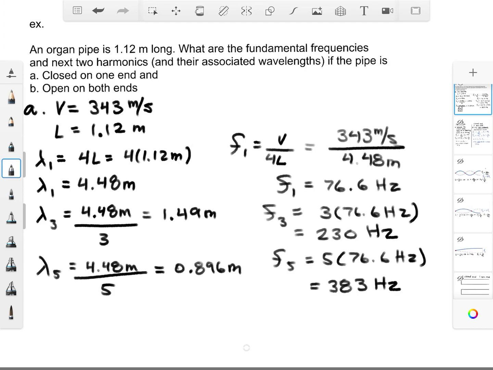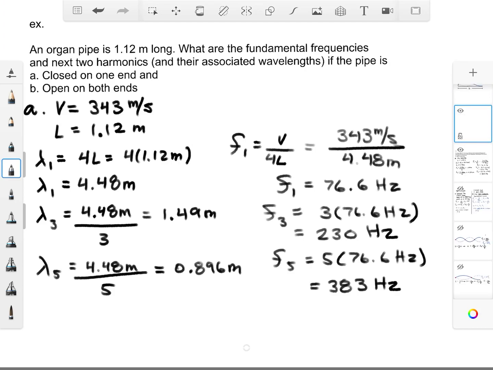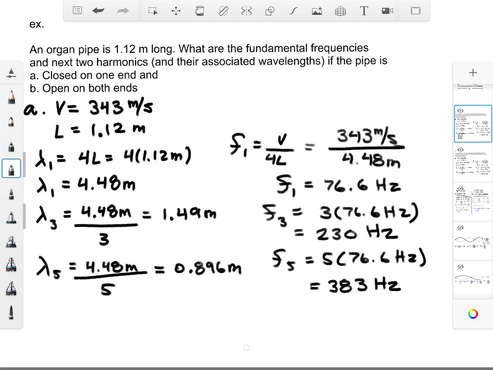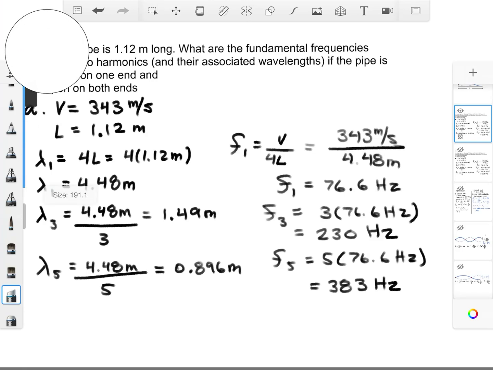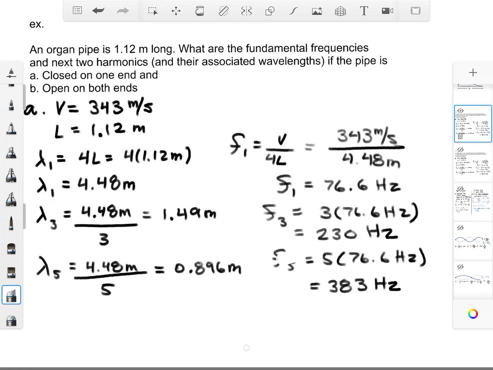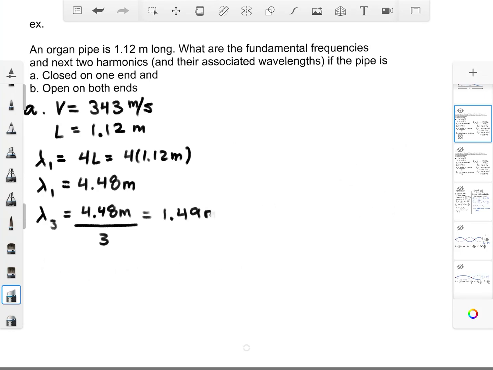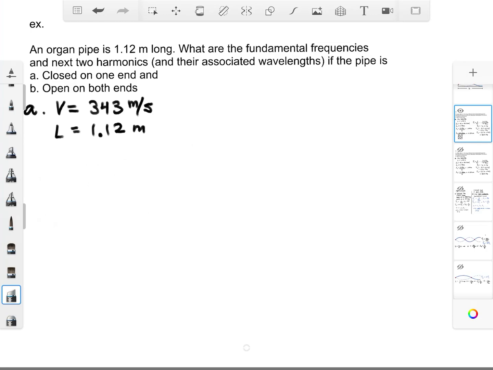Now let's see how those answers differ if we have it open on both ends. Actually, let me do this. Let me delete this layer. Let me duplicate this one. Turn that one invisible, and let's erase all this stuff here. Erase it nice and big. Make this one a little smaller.